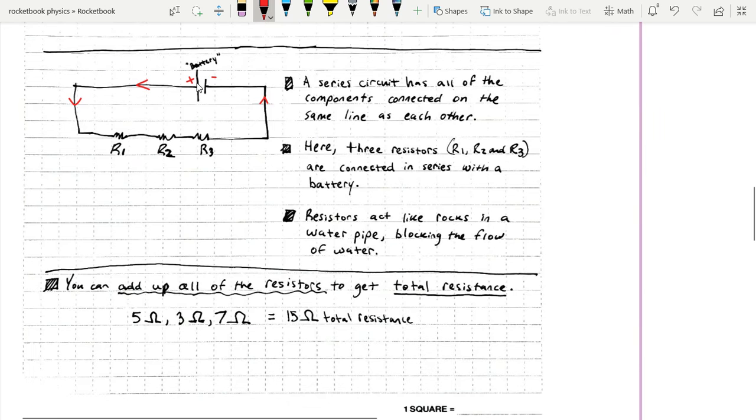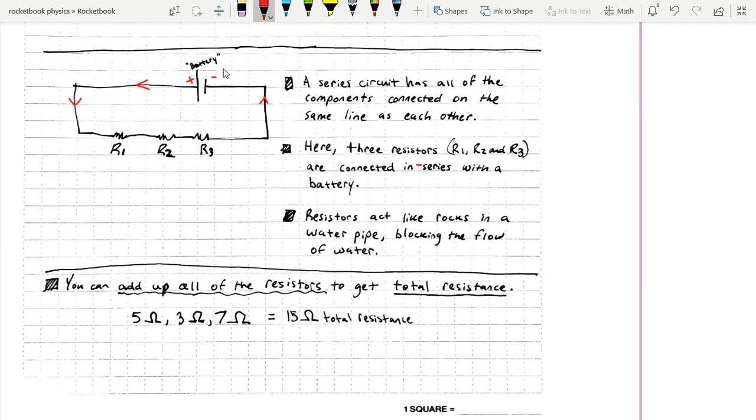So in this case here, I have another example of a series circuit that's in line with 3 resistors connected in it. I've shown you the electron flow, right, the current, and it says here, a series circuit has all the components connected on the same line as each other. Here you have 3 resistors, R1, R2, and R3. They are connected in series. They're in line with each other.